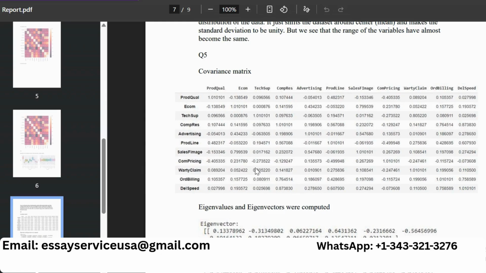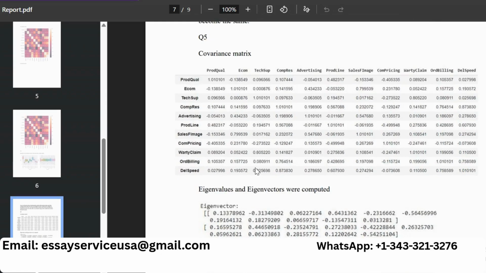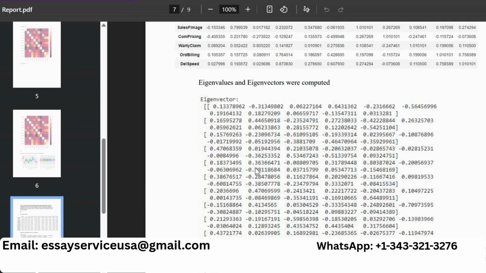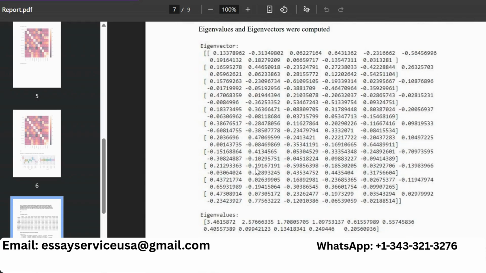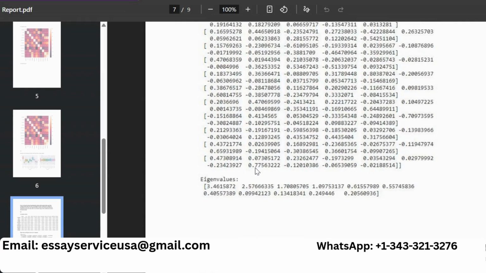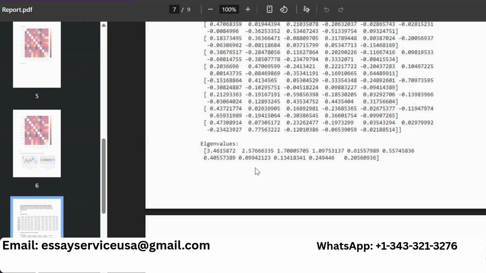So once our data was prepared, I constructed the covariance matrix. Eigenvalues and eigenvectors were also found. The eigenvector with the highest eigenvalue forms the first principal component. For this dataset, the first principal component included strong contributions from variables like delivery speed, order billing, Salesforce image, complaint resolution. This tells us which combinations of features explain the most customer experience variance.